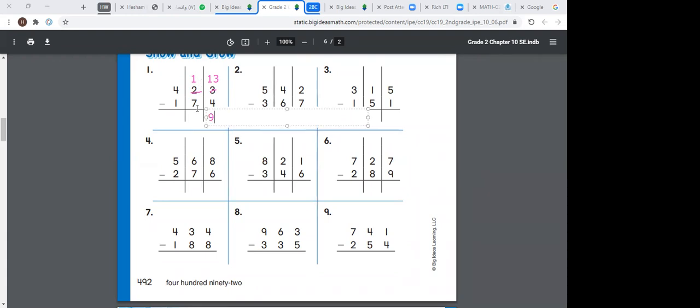And 1 minus 7 can be or can't be? Can't be, because 1 is less than 7. If you have 1, can you take 7 from it? No, it can't be. Now 1 will go to 4 and borrow 1. 4 becomes 3 and 1 becomes 11.